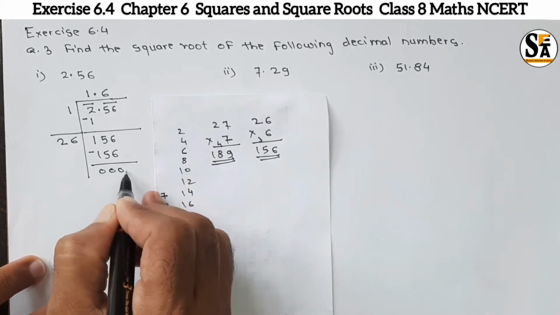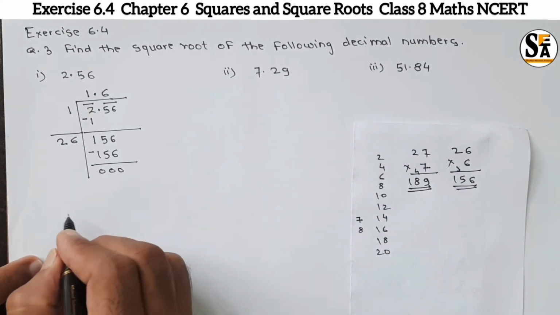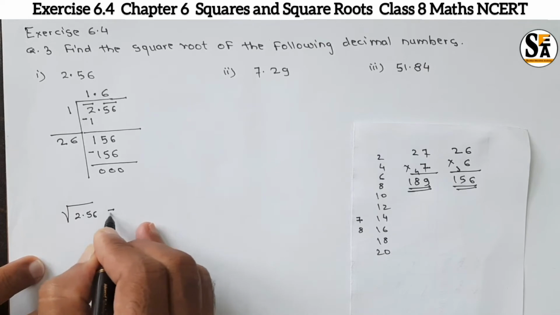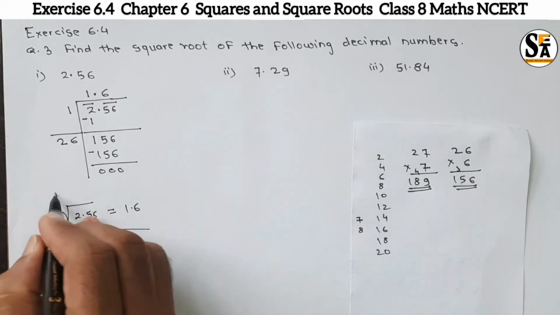As the remainder is 0, it is a perfect square. And what is our answer? The square root of 2.56 is equal to 1.6. So this is our answer.